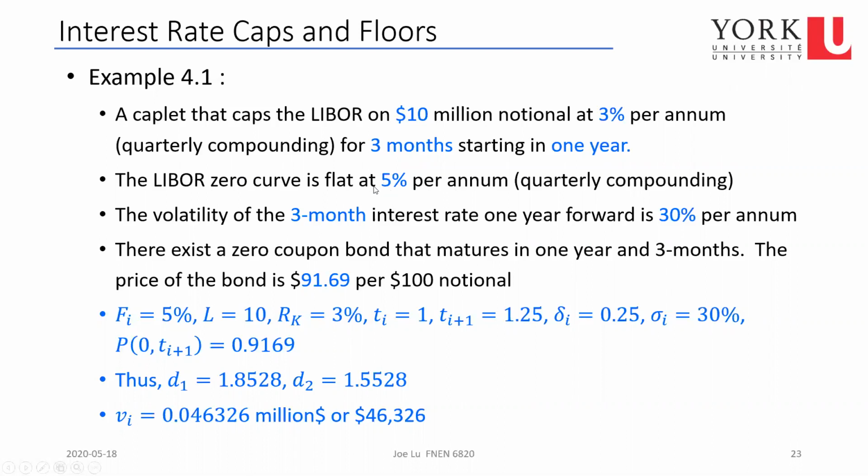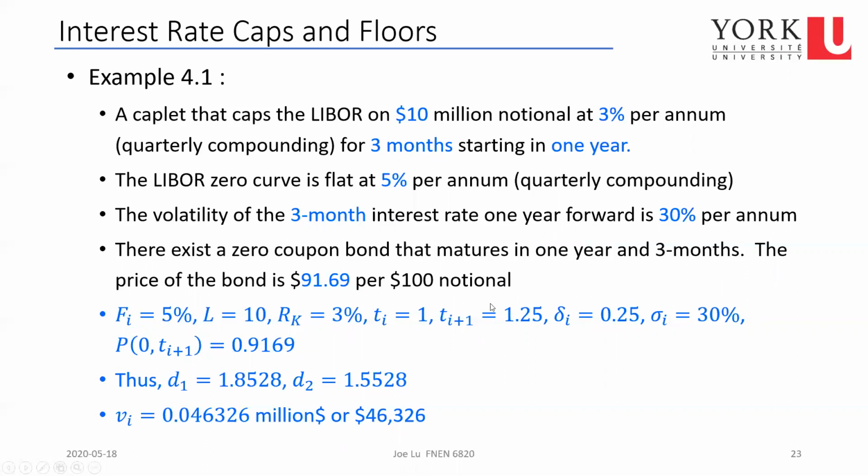Okay, so the volatility is of the 3-month interest rate 1 year forward. So basically the volatility between this period to this period is 30% per annum. So the cap is exactly for this period. So that's why sigma i is 30% per annum. This gives us a discount factor of this zero coupon bond. So basically the price of the zero coupon bond is 0.9169.